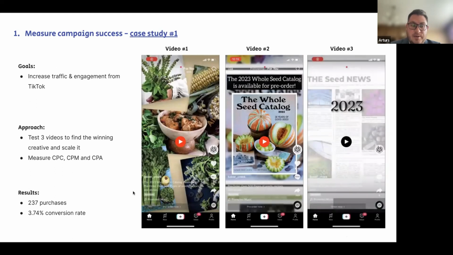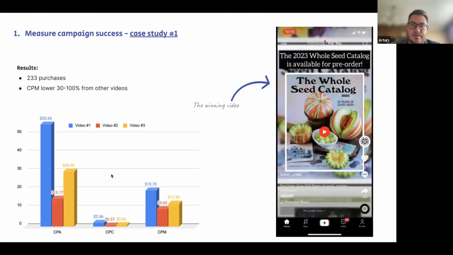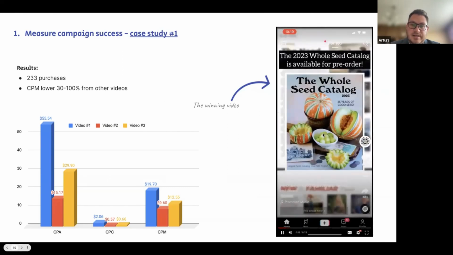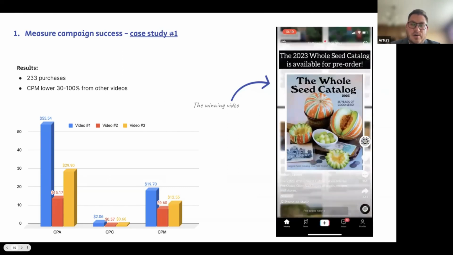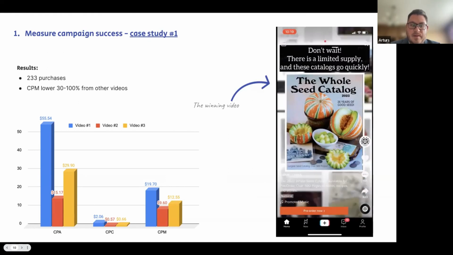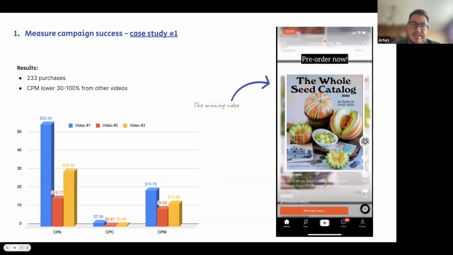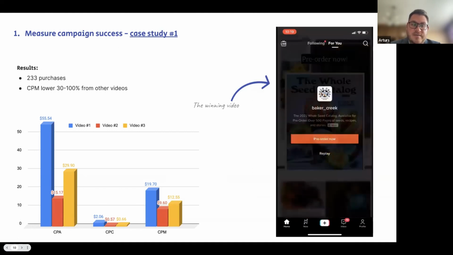And what we got: 237 purchases from TikTok in 1 week. We decided that the winner is the video that we made in Scandinavia based on all best practices and criteria, and this video got 57 cents CPC, and the CPA was $15.